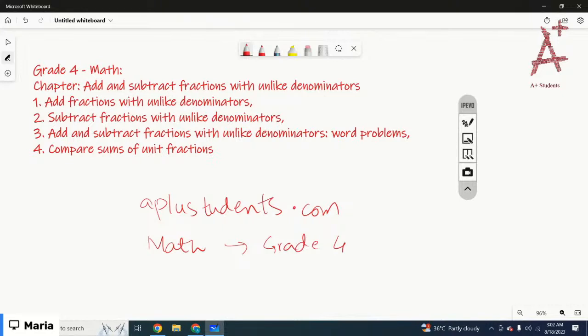There you can find a list of the chapters. We're going to start with the chapter add and subtract fractions with unlike denominators. The lessons we're going to cover from the chapter are add fractions with unlike denominators, subtract fractions with unlike denominators, add and subtract fractions with unlike denominators word problems, and compare sums of unit fractions. So let's start with the first lesson.